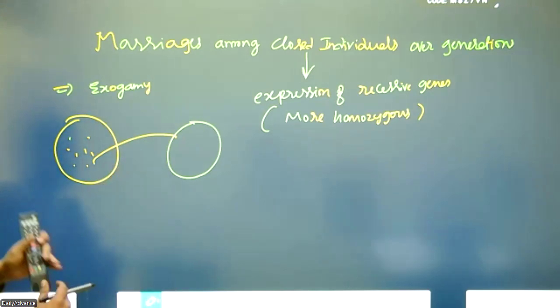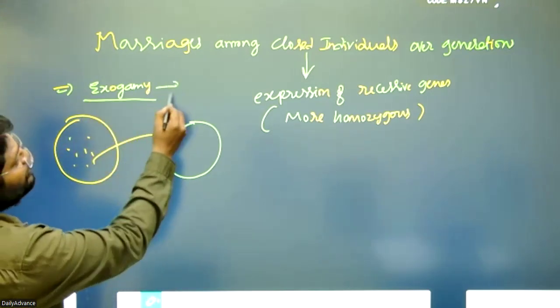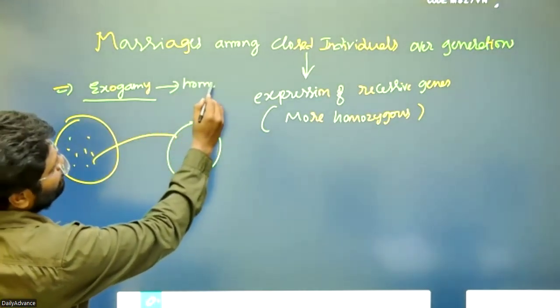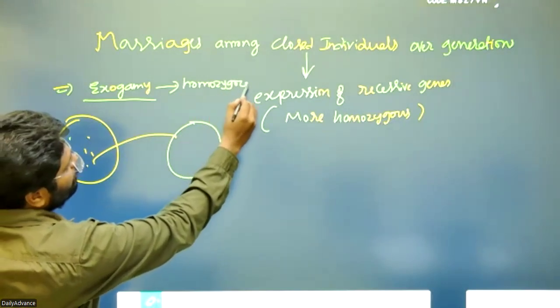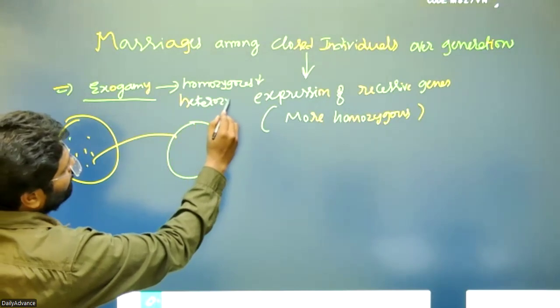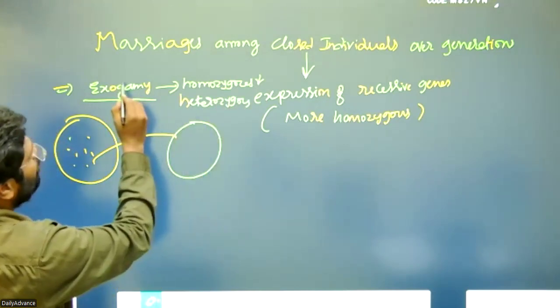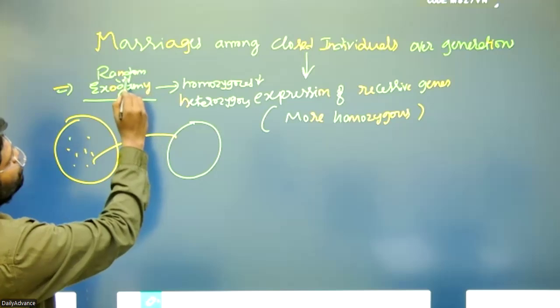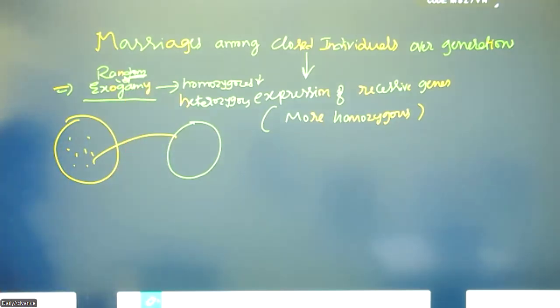So the cultural rule of exogamy prevents homozygosity; it prevents homozygous and increases heterozygous. Exogamy is also referred to as random mating. In every generation the mating should be between unrelated individuals, not related individuals.